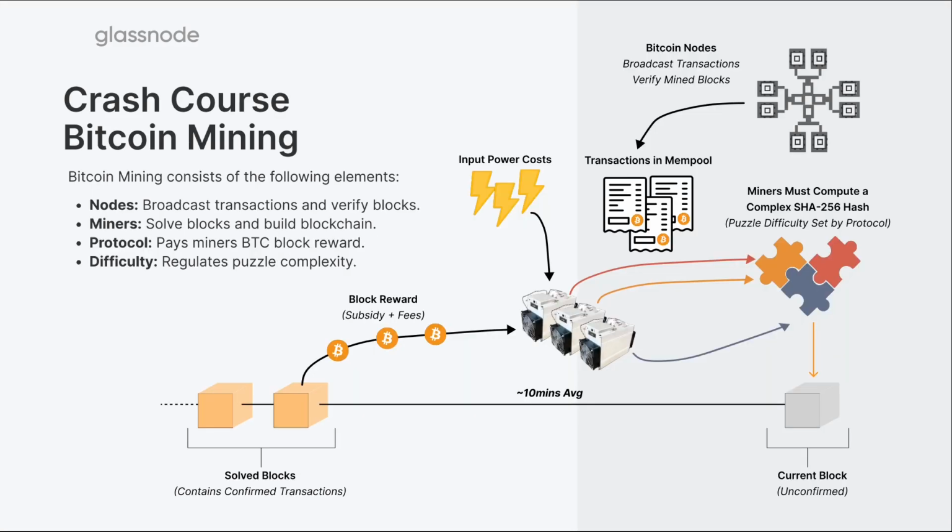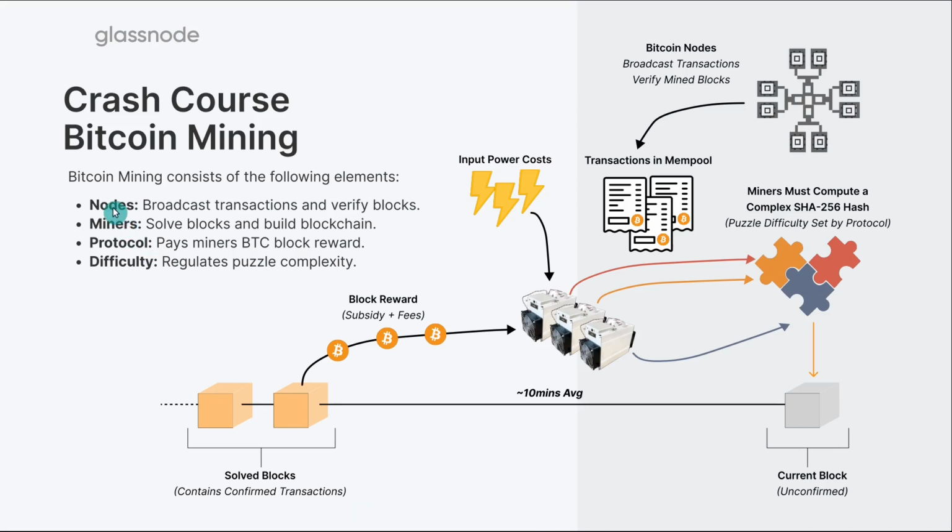So just before we get started with some of the metrics, I know that some people who are watching this clip may not actually understand the basics, the very, very fundamentals of what Bitcoin mining is. So let's start with a very, very simple overview of what's actually going on when it comes to Bitcoin mining. So we really have four different elements that we're going to focus on here.